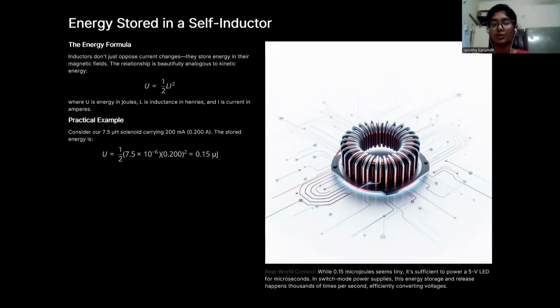So we have substituted 7.5 into 10 to the power minus 6 into, we have to substitute I, which is current. So 0.200 amperes whole square, which is equal to 0.15 microjoules. In real world context, while 0.15 microjoules seems tiny, it's sufficient to power a 5-volt LED for microseconds. In switch mode power supplies, this energy storage and release happens thousands of times per second, efficiently converting voltages.